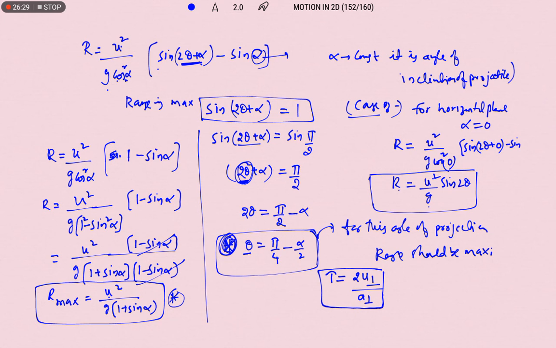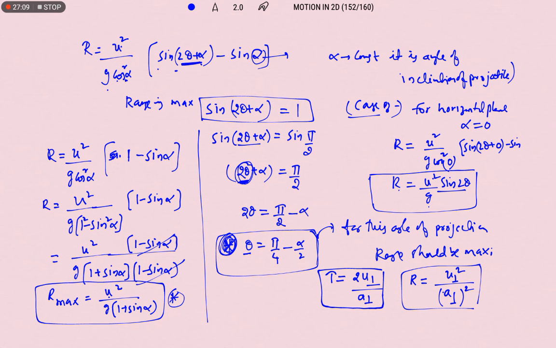and the range also we can write in terms of this. We are writing in this term: u perpendicular square by a perpendicular square. Okay, so this is a way of expressing the range, as well as the vertical distance, and also the condition for the maximum range along the inclined plane.